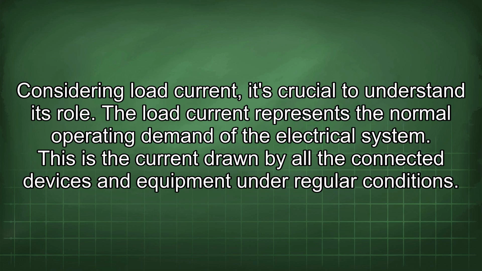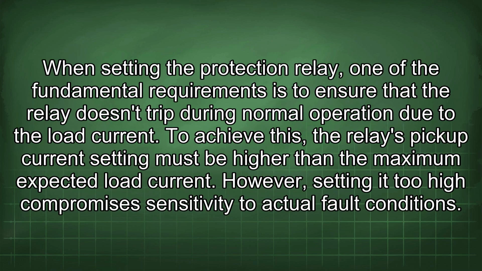Considering load current, it's crucial to understand its role. The load current represents the normal operating demand of the electrical system. This is the current drawn by all the connected devices and equipment under regular conditions. When setting the protection relay, one of the fundamental requirements is to ensure that the relay doesn't trip during normal operation due to the load current. To achieve this, the relay's pickup current setting must be higher than the maximum expected load current. However, setting it too high compromises sensitivity to actual fault conditions.